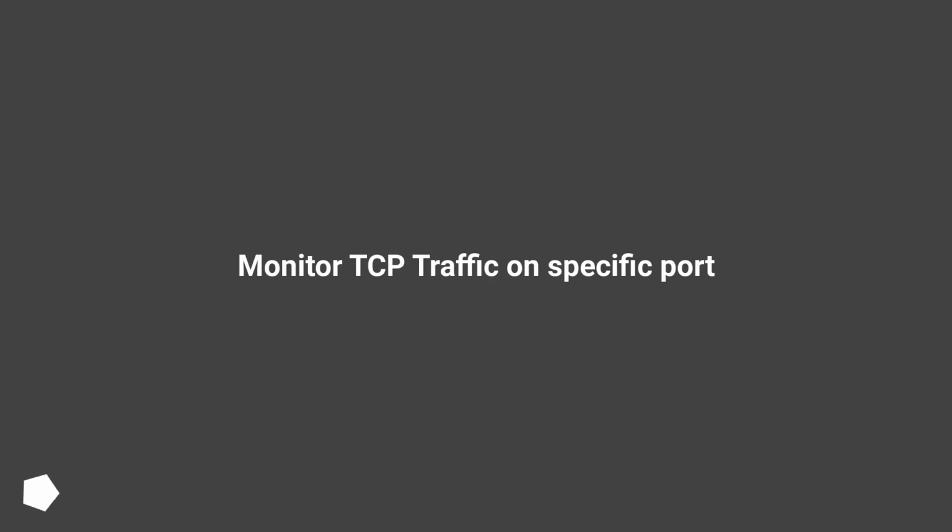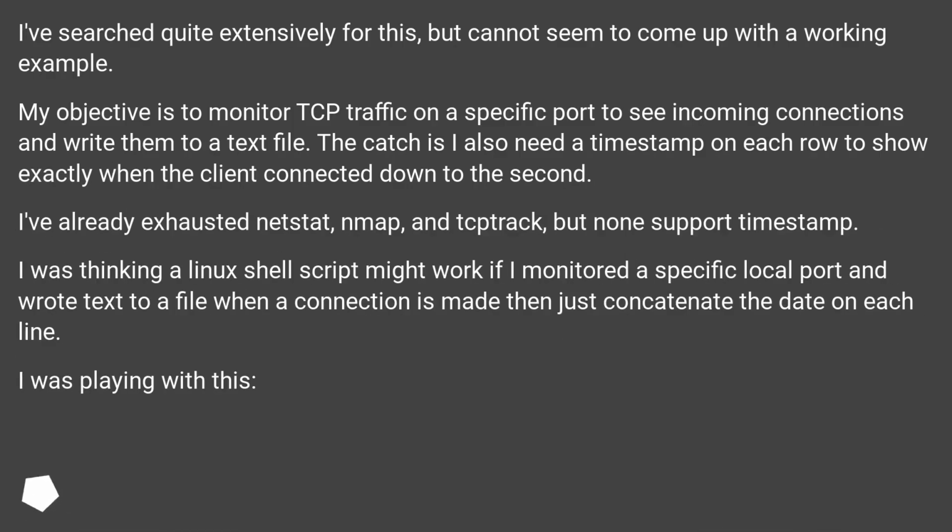Monitor TCP traffic on specific port. I've searched quite extensively for this, but cannot seem to come up with a working example. My objective is to monitor TCP traffic on a specific port to see incoming connections and write them to a text file. The catch is I also need a timestamp on each row to show exactly when the client connected, down to the second.